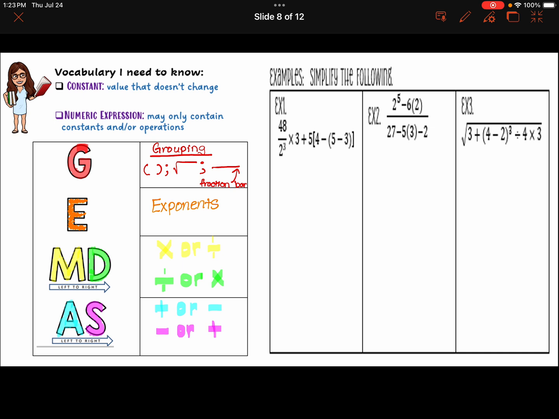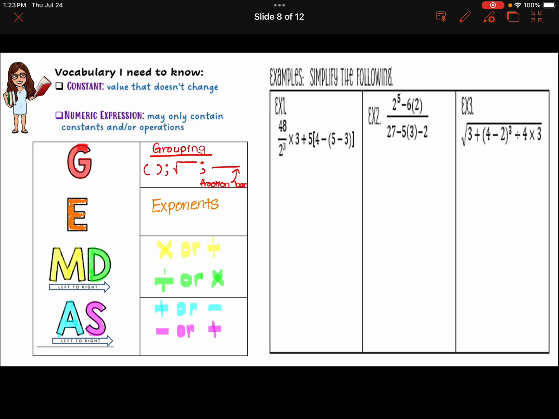A numeric expression is made up of add, subtract, multiply, or divide operations, as well as constants. And constants are just values that don't change. So we have no variables here. It would be the number 10, the number 3, -7. Those are all constants, examples of it.